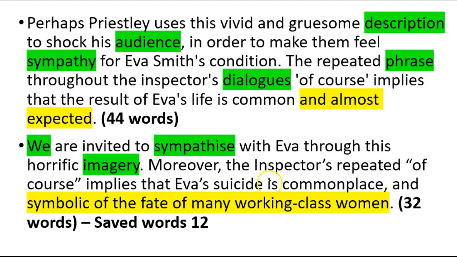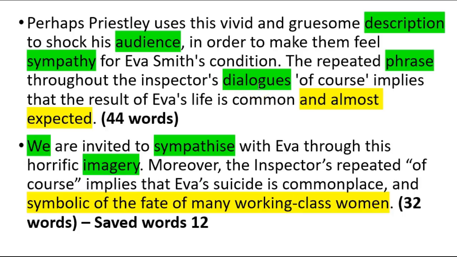It implies that Eva's suicide is commonplace and symbolic of the fate of many working class women. So here I'm looking at the text as a construct, and so Eva is a symbol of lots of working class women, which is what he wants his audience to understand. So I'm getting many more marks here because I'm linking it much more closely to the author's purpose. And I've managed to get rid of 12 words. Similarly, I didn't need to talk about it being a dialogue because it's a play and everything in it virtually is a dialogue.